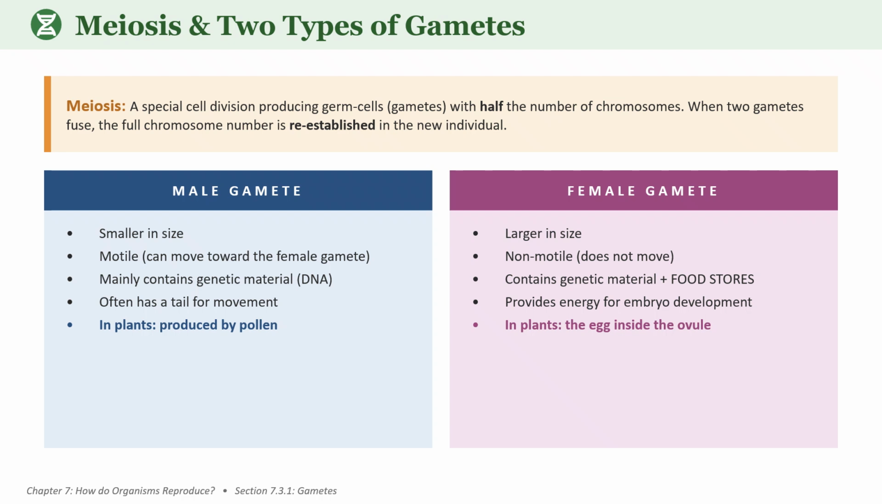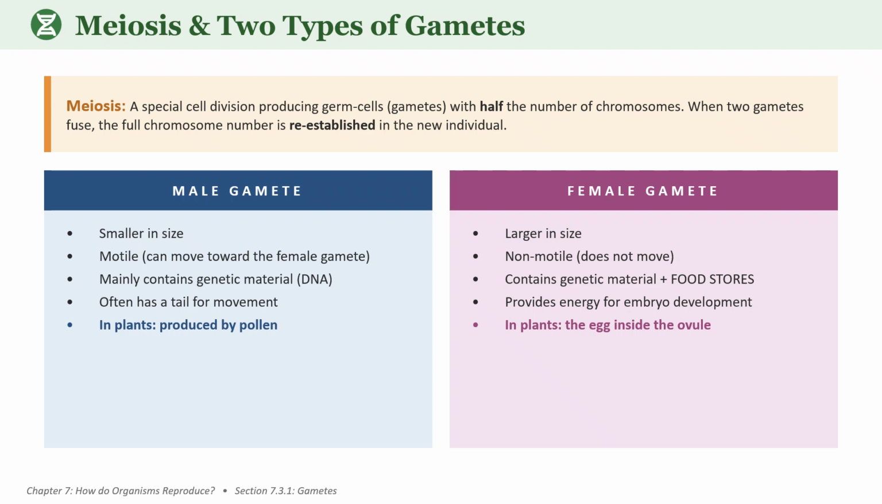Meiosis and types of gametes. What is meiosis? Meiosis is a special type of cell division that reduces the chromosome number to half. So this is very important for us, right? The importance of meiosis: it prevents chromosome doubling, that is the main thing. It maintains a constant chromosome number in the species and also produces the gametes.